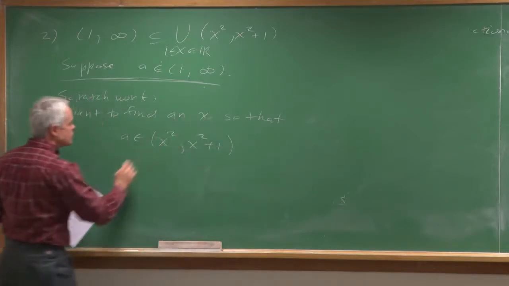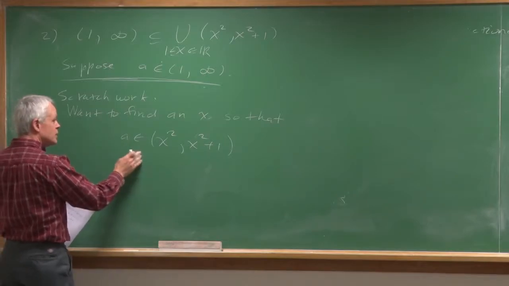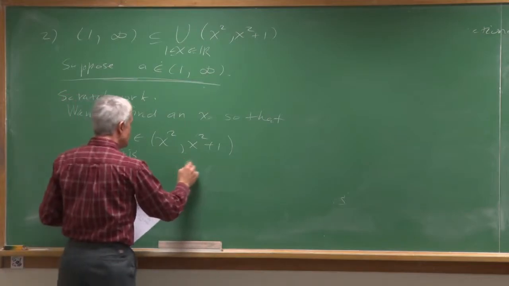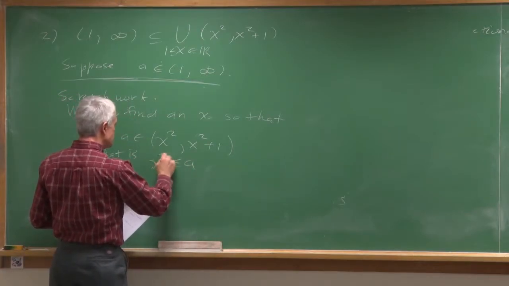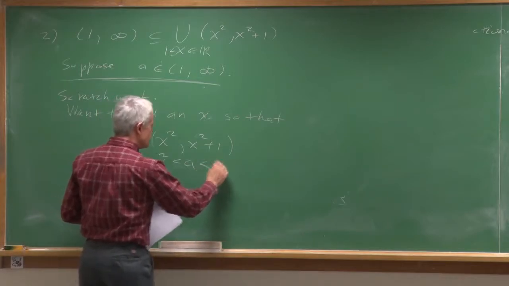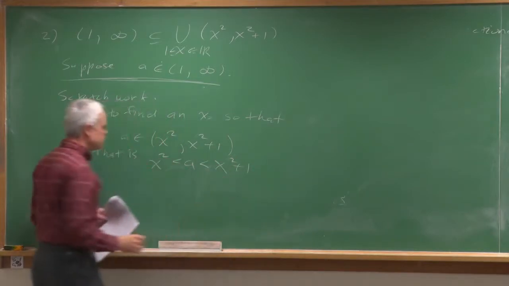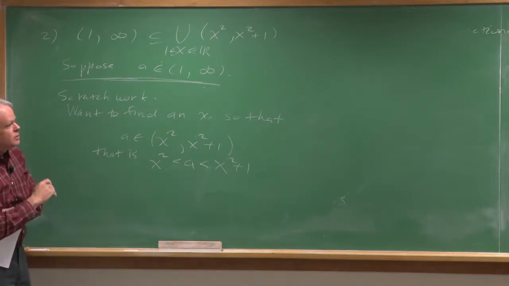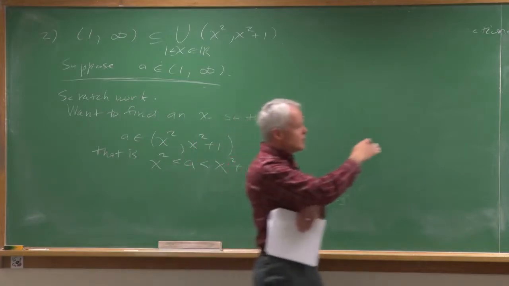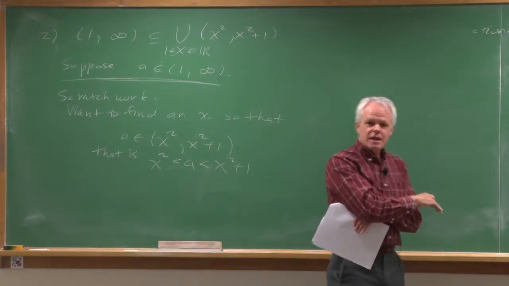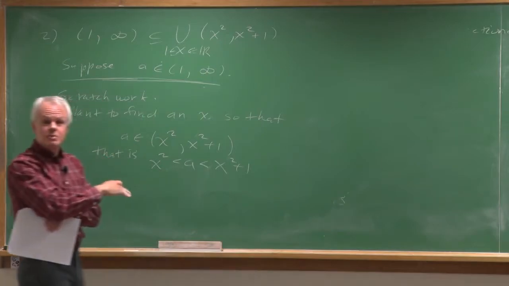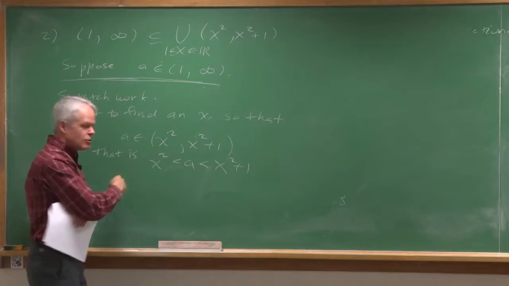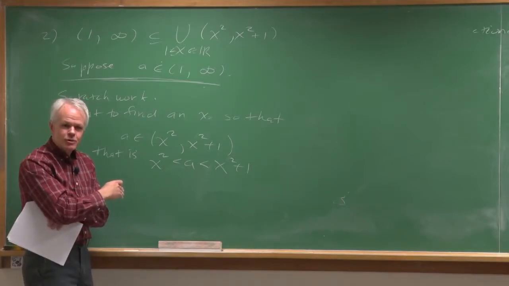I think I'll just write x. So what do we need? We need a to be greater than x squared, strictly greater, and less than x squared plus 1. Think of picking a like 6. It looked like 6 was left out of the intervals that I had so far, but there should be some x I can pick that will cover 6. If I pick it close to the square root of 6, that should work.